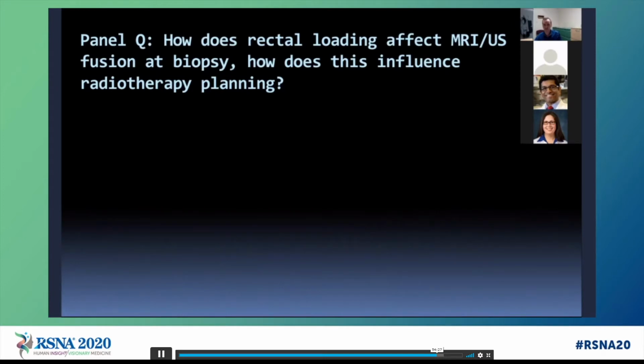How the rectum looks at the time of MRI, we still can get a pretty good fusion and a pretty good registration to have the general anatomy of the prostate. So I think we're more focused on the bowel filling consistency at the time of the CT simulation rather than the MRI.